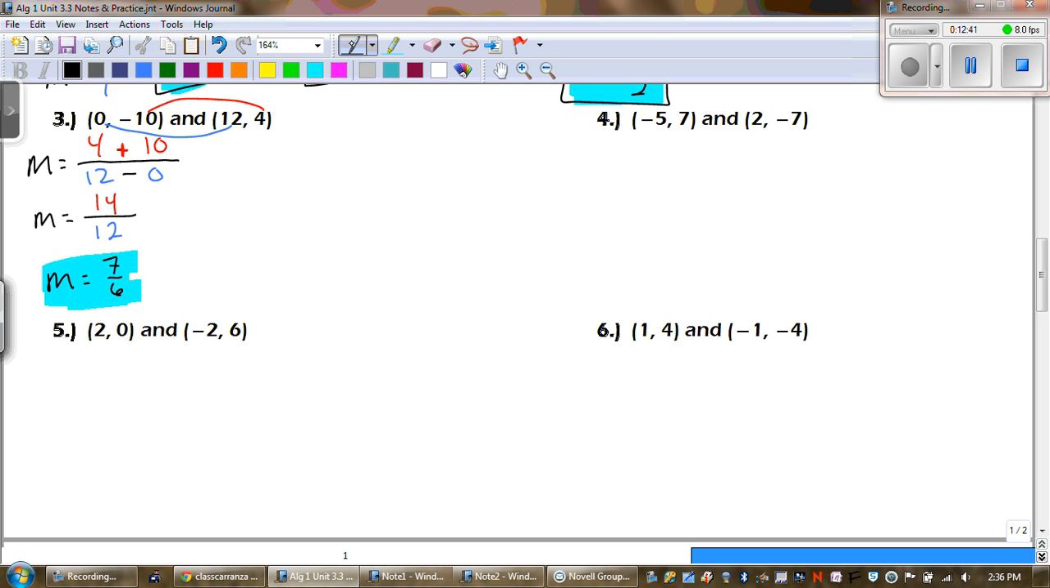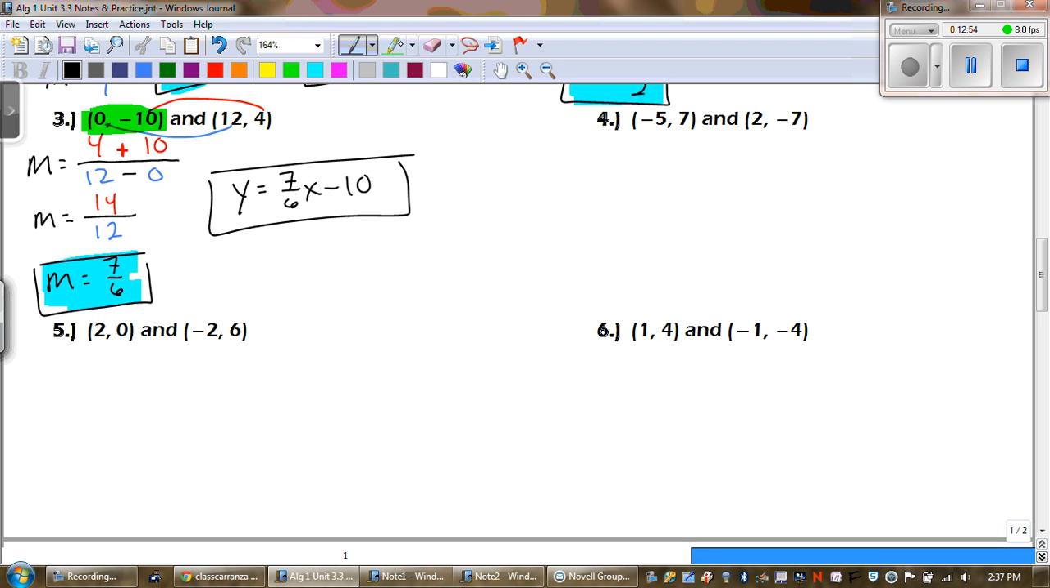Now, do we have any special points? Any y-intercepts? Oh, look, right there, there's the y-intercept. So now we're done, because y equals 7 over 6x minus 10. If you have the y-intercept, use it. All right, number 4, you guys are all on your own. Go ahead and pause the video, and good luck.